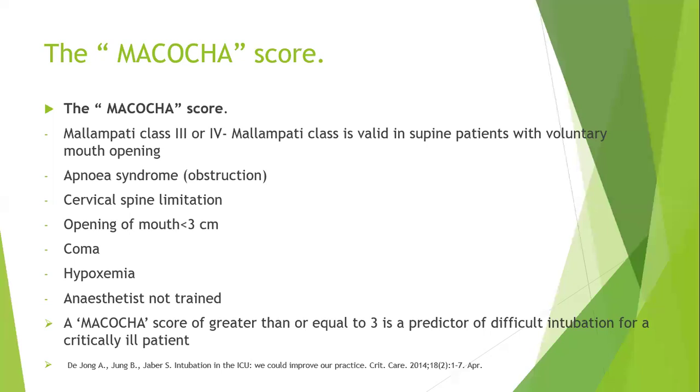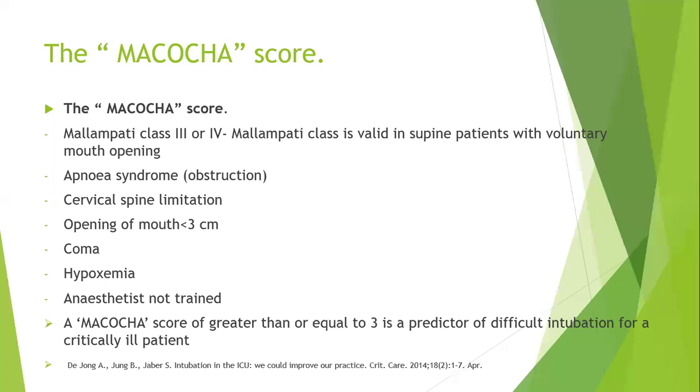All right, so a MACOCHA score that is greater than or equal to 3 is a predictor of difficult intubation in the ICU. A lot of times we're told that for Mallampati, the patient must sit up and open the mouth maximally without phonating so that you can assess the perioral airway structure. But studies have shown that it's valid even in supine patients, especially patients who are cooperative and voluntary. Even in supine, Mallampati grading can be done.